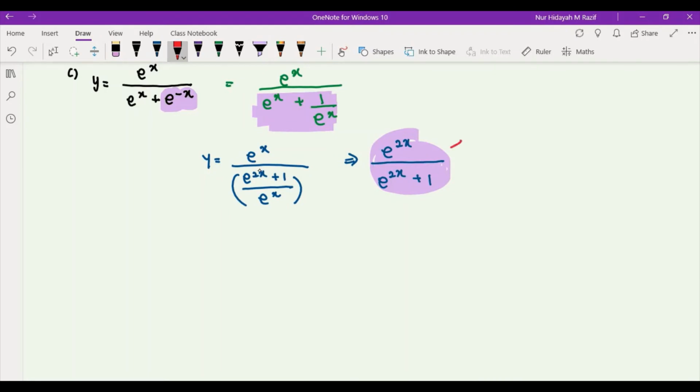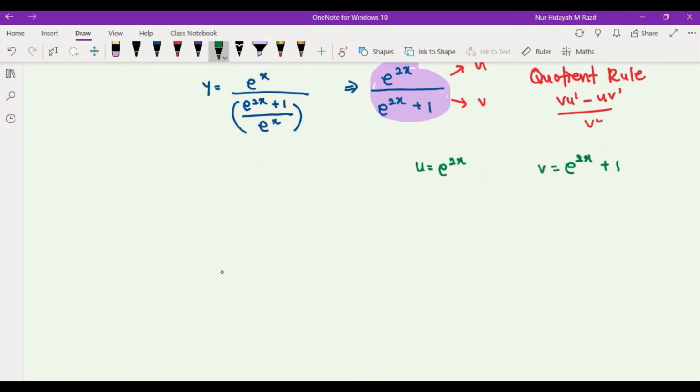So differentiating y here, this one will be u and the denominator will be v, because we need to use the quotient rule. So please remember the formula for the quotient rule is vu prime minus uv prime over v squared. So I have u is e power of 2x and v is e power of 2x plus 1. Finding u prime, I will have 2e power of 2x, and my v prime will be the same, 2 times e power of 2x, and the formula vu prime minus uv prime over v squared will be my dy/dx.